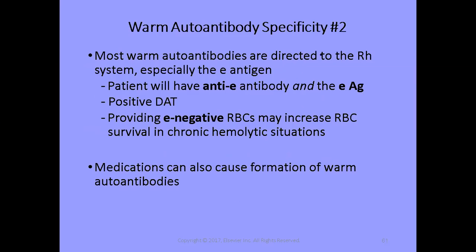Most warm autoantibodies are directed to the Rh system, especially the little e antigen. And so here's what happens. Patient has an anti-little e antibody, and they also have the e antigen. So hence autoantibody. Their anti-little e is binding their own little e antigen. So sensitization is happening in vivo. The DAT is positive. Providing E-negative red cells may increase red cell survival in chronic hemolytic situations.